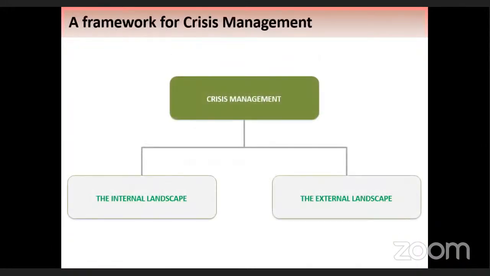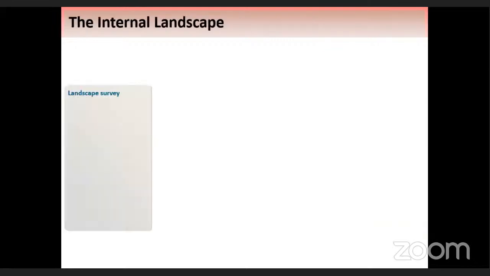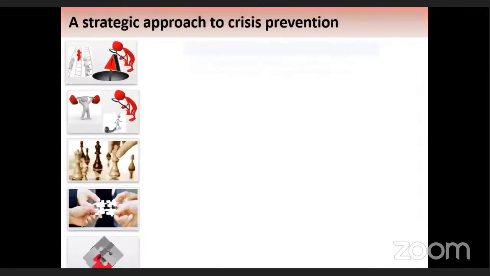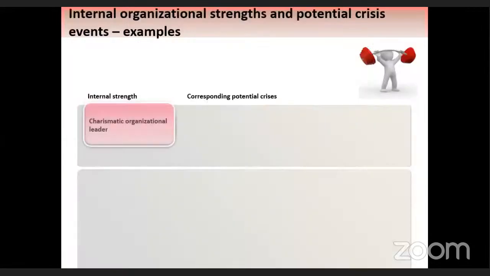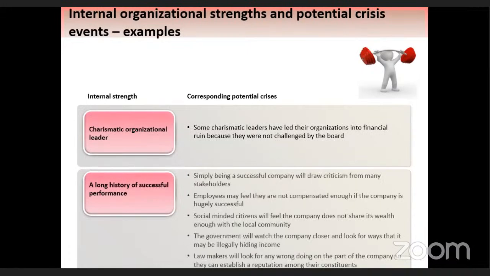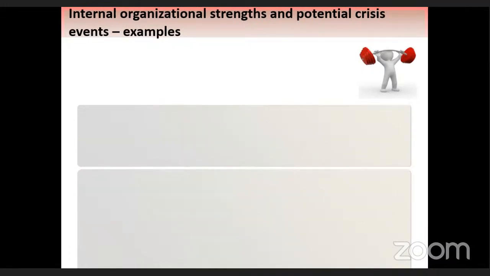Then we have the framework for crisis management. We have the internal and external landscape. We want to look at strategic planning. Okay, we want to look at forming the crisis management team.